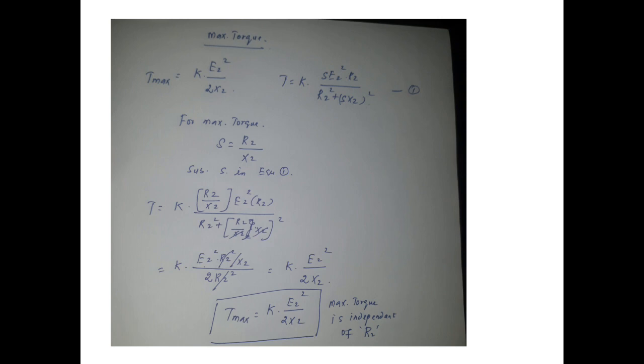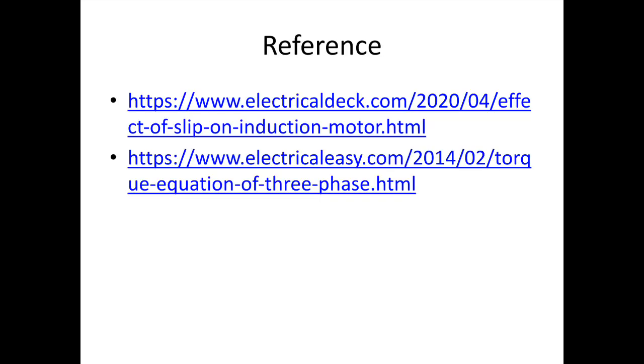Again, maximum torque varies directly as the square of the applied voltage, because applied voltage means E2². It is directly proportional to the applied voltage. Then, for obtaining maximum torque at starting, S should be 1, and rotor resistance must be equal to rotor reactance. Whenever the resistance of the rotor is equal to the reactance of the rotor, I will attain maximum torque. That is the main concept of this maximum torque equation, and these are the references. Thank you so much.